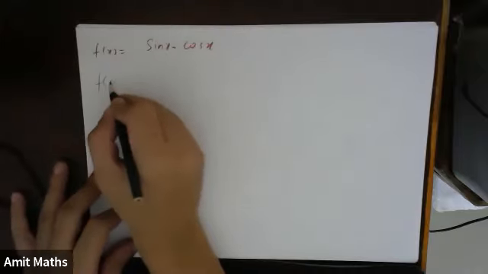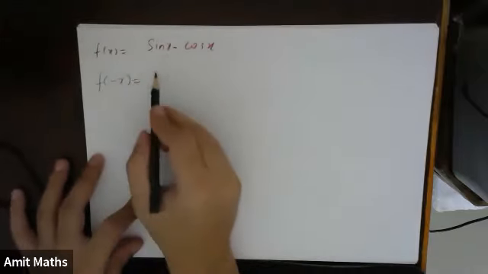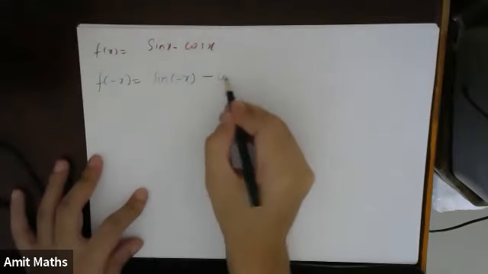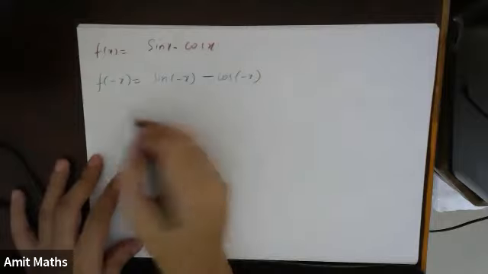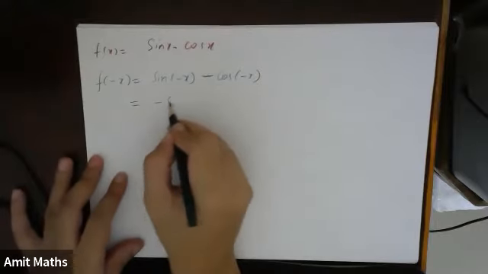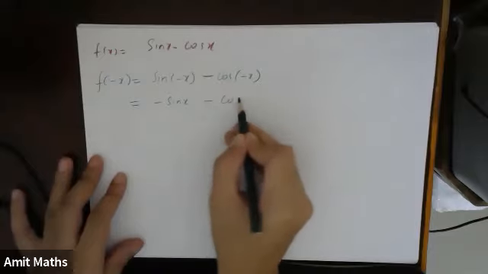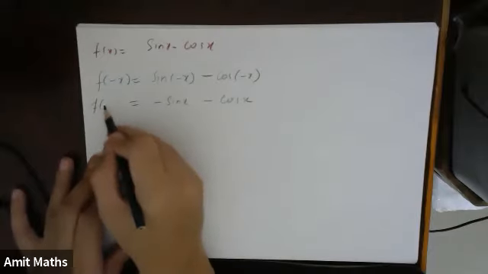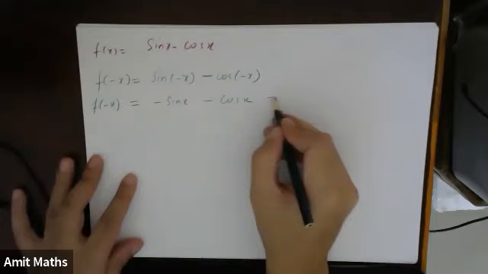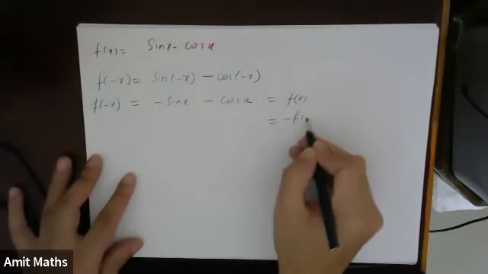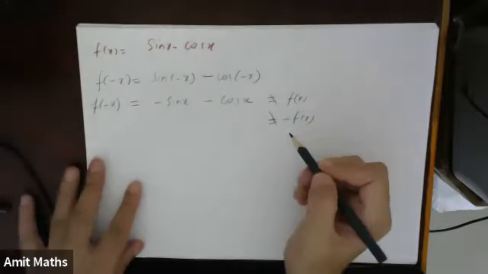So if I substitute, f of minus x will become sine of minus x minus cos of minus x. Okay, so this becomes minus of sine x minus of cos x. So this is f of minus x. So can I say this is equal to f of x, or can I say this is equal to minus of f of x? I cannot say either of them. Why?